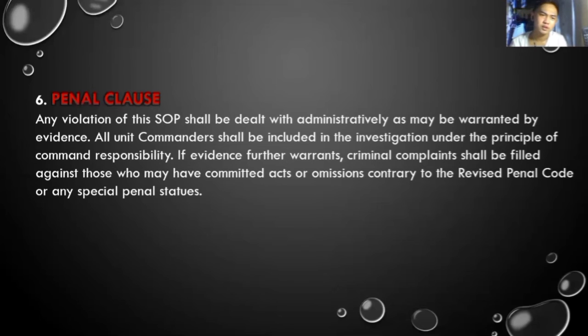Penal clause. Any violation of this SOP shall be dealt with administratively as may be warranted by evidence. All unit commanders shall be included in the investigation under the principle of command responsibility. If evidence further warrants, criminal complaints shall be filed against those who may have committed acts or omissions contrary to the Revised Penal Code or any special penal statutes.